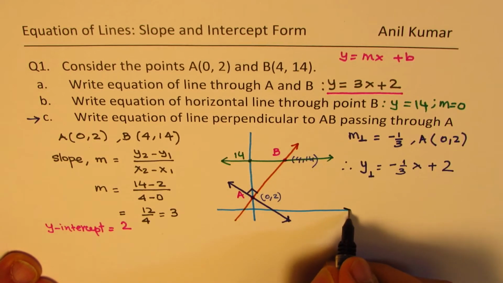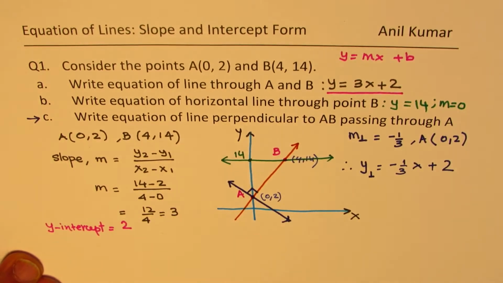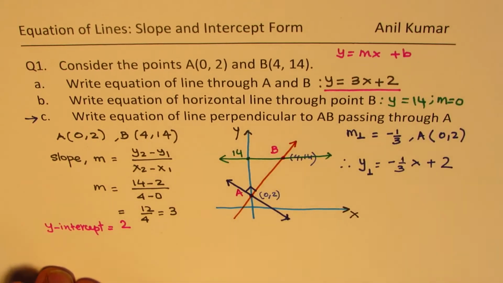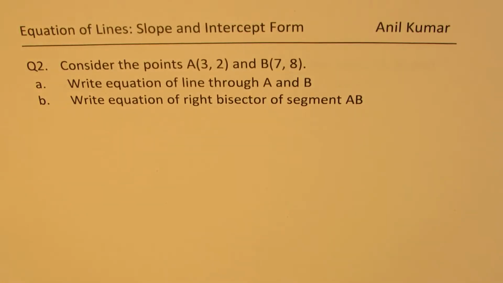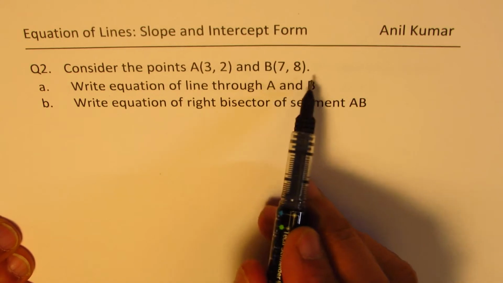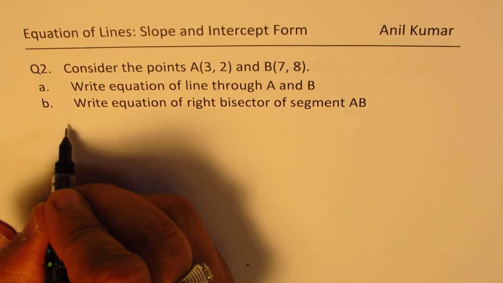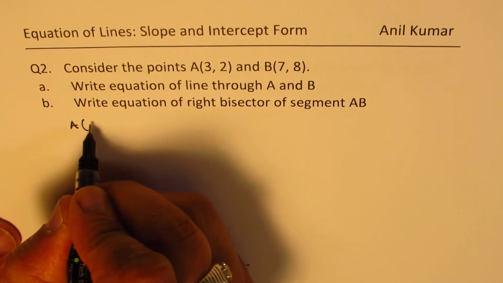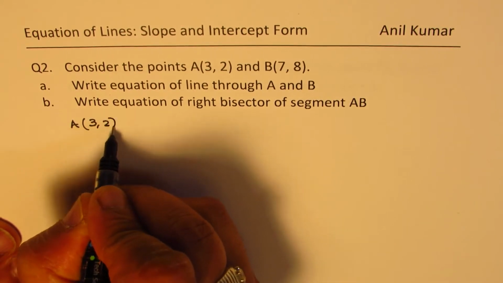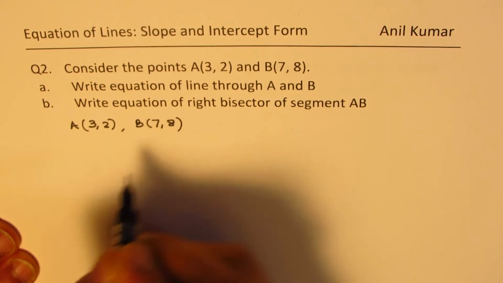So I hope with this, basic concepts are absolutely clear, right? So let's continue and take up question number 2 now. Consider the points A (3, 2) and B (7, 8). Write the equation of the line through AB, okay? So again, we are given 2 points. This time, we are not given the y-intercept, and that is how this is different from the previous question, right?